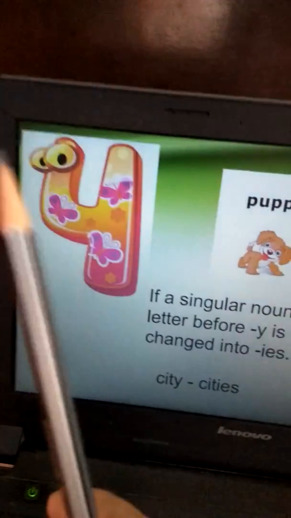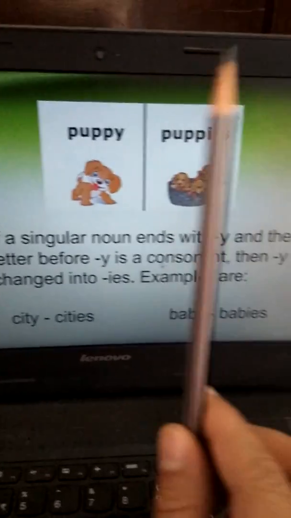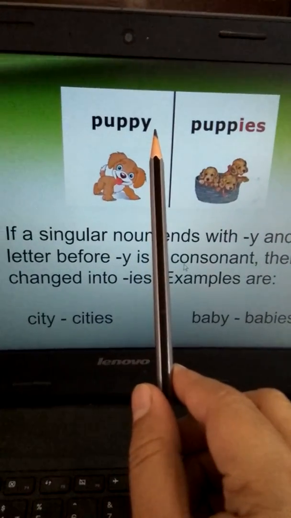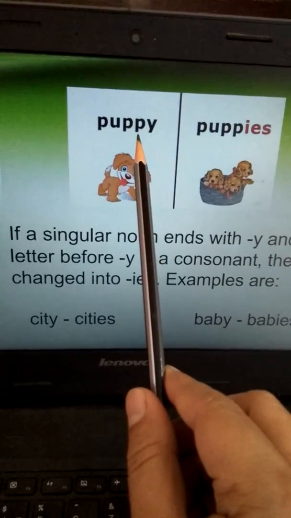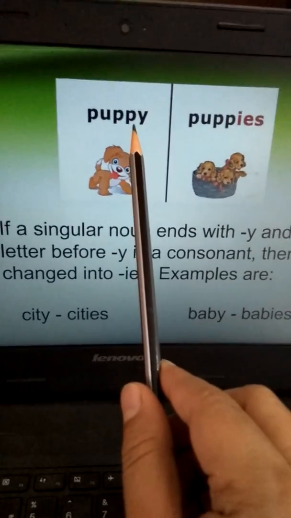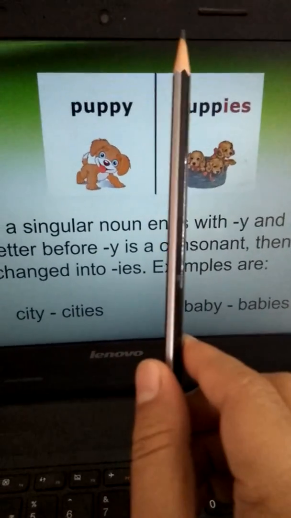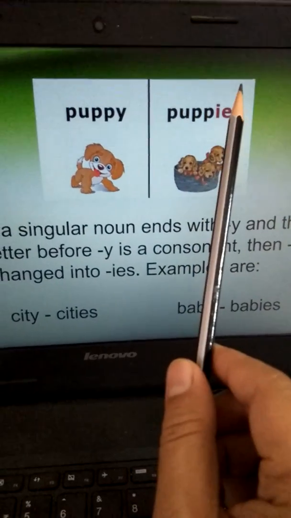Now, come to the fourth rule. Listen to it very carefully, dear children. If a noun ends with Y and the letter just before Y is a consonant. You know vowels and consonants. How many vowels are there? 5. A, E, I, O and U.